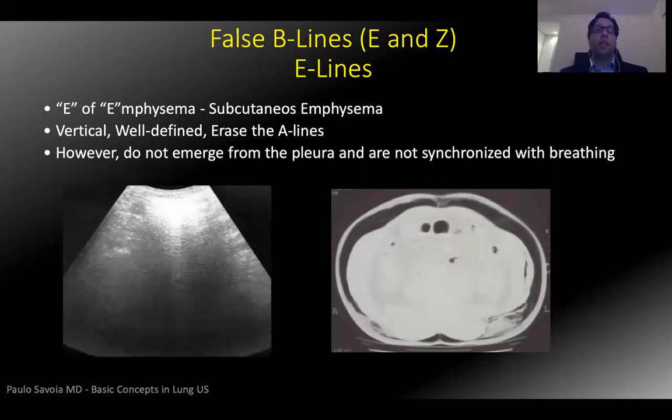And we have the false B lines, basically two of them, the E lines and the Z lines. The E line is from emphysema, okay, and it appears when you have subcutaneous emphysema. So they are well-defined, vertical, erase the A lines. However, they do not emerge from the pleura. They emerge from the subcutaneous tissue. And they are not synchronized with breathing, okay? They're kind of stopped there. And you also feel some crepitation when you do your exam, okay? This is an example of a false B line.